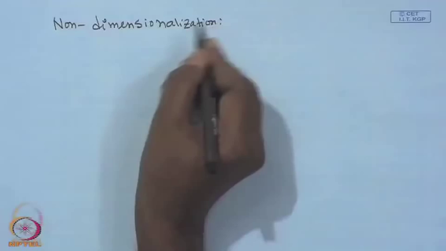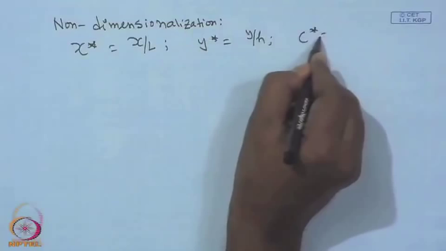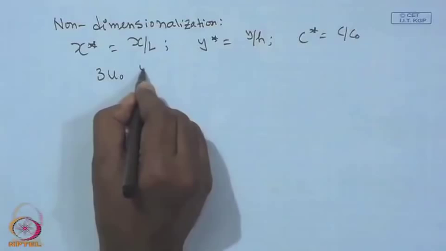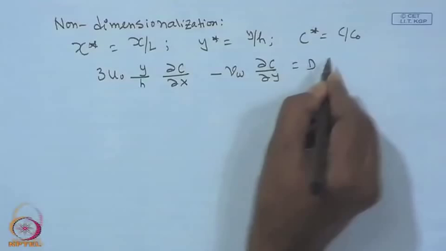We make the equation non-dimensional against these quantities: x star is equal to x by L, y star is equal to y by h, c star is equal to c by c naught. So this becomes, we put the parabolic velocity profile, 3 u 0 y by h del c del x minus v w del c del y is equal to D del square c del y square.